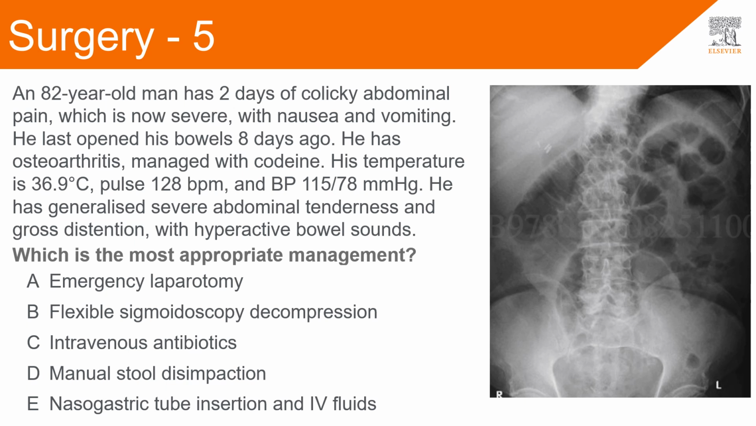Moving on to the next question. An 82-year-old man has 2 days of colicky abdominal pain, which is now severe, with nausea and vomiting. He last opened his bowels 8 days ago. He has osteoarthritis managed with codeine. His temperature is 36.9, pulse 128 beats per minute, and blood pressure 115/78 millimeters of mercury. He has generalized severe abdominal tenderness and gross distension with hyperactive bowel sounds. And an X-ray film is shown over to the right.